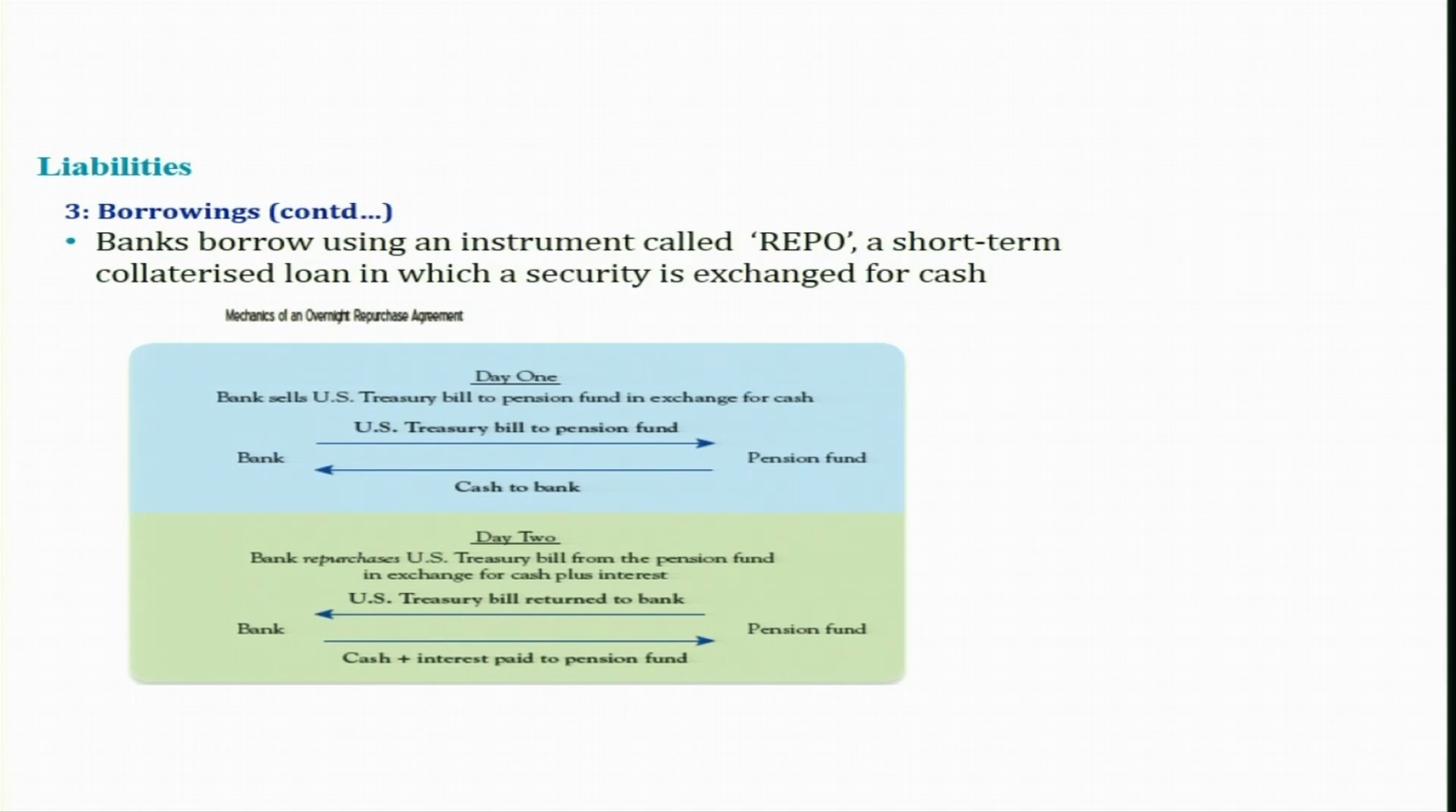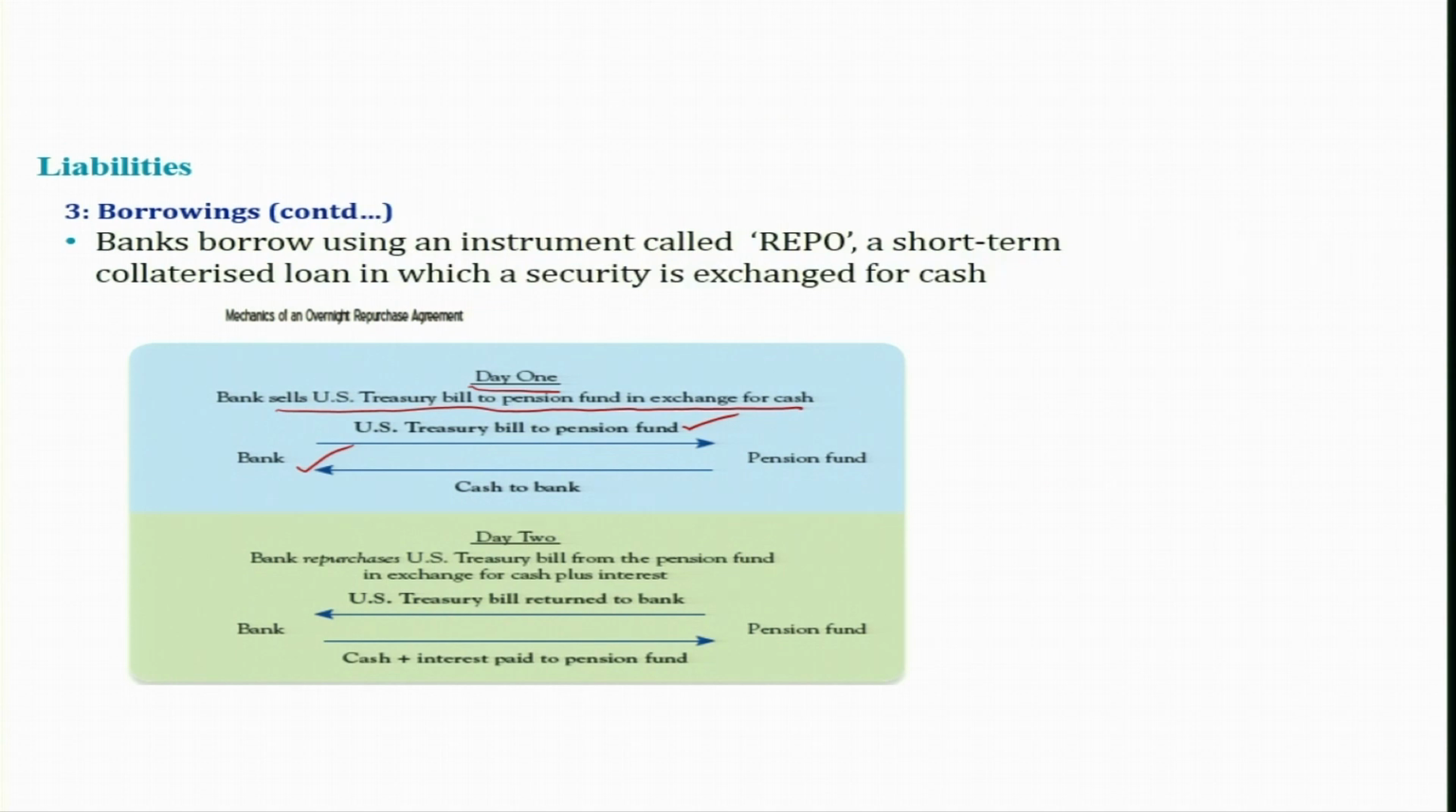So look at, for example, day one. In day one, what happened is that a bank, which is borrowing, sells a US treasury bill to a pension fund in exchange for cash, right? So you can see the bank selling the US treasury bill to the pension fund. In return, on the same day, the bank gets money from the pension fund. Actually, the bank is borrowing from the pension fund by selling the treasury bill to it.